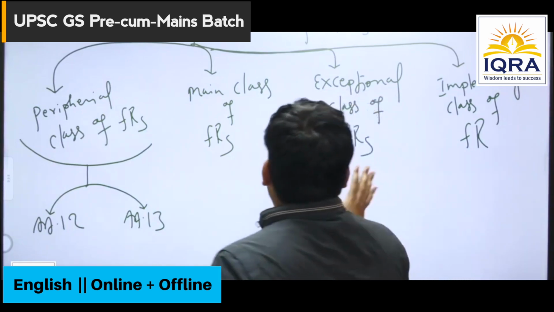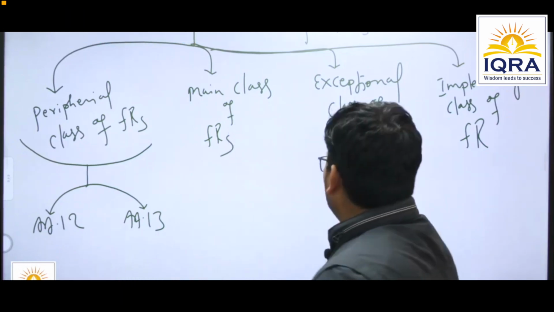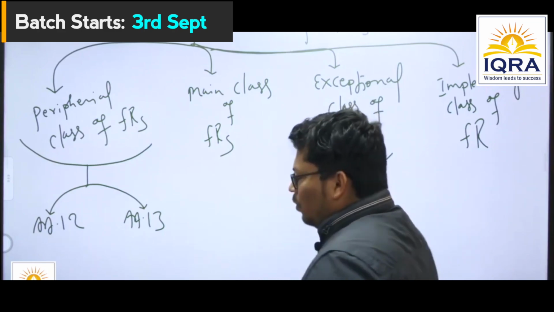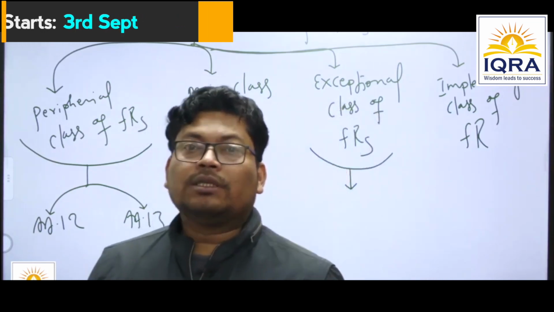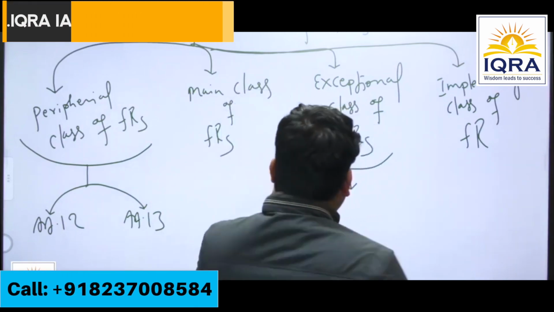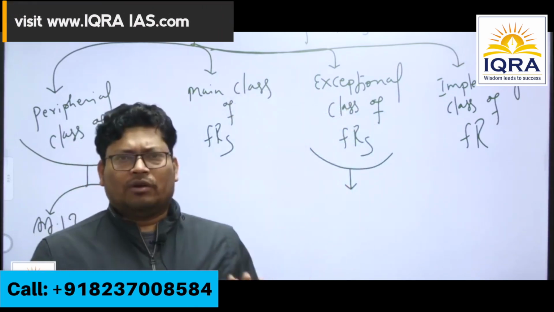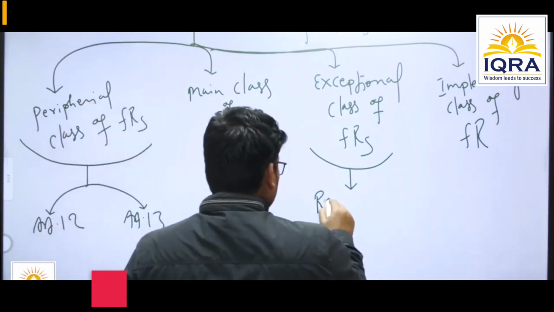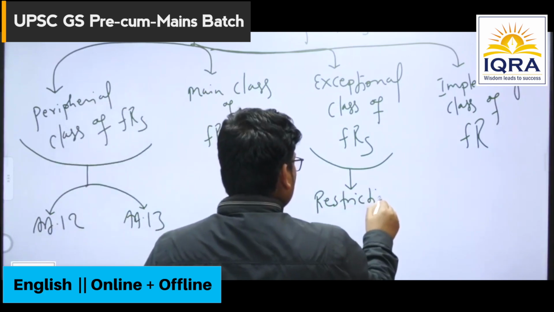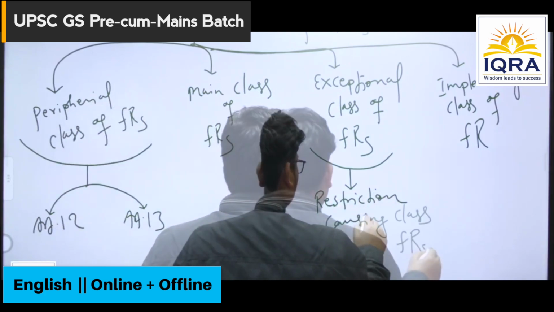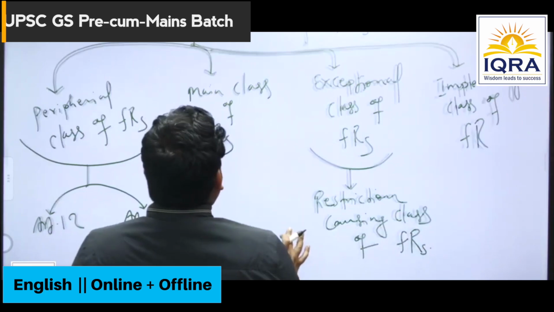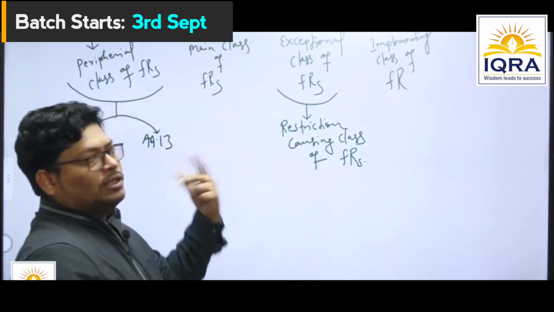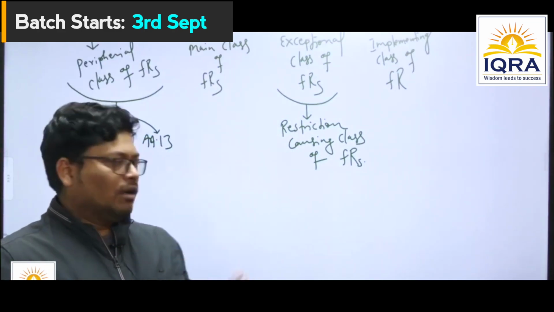Under the exceptional class of fundamental rights, you will find those constitutional provisions which impose restrictions upon the fundamental rights. So the exceptional class can also be referred to as the restriction causing class of fundamental rights. Whatever provisions are mentioned across the exceptional class are there to impose restrictions upon the rights, meaning the fundamental rights.